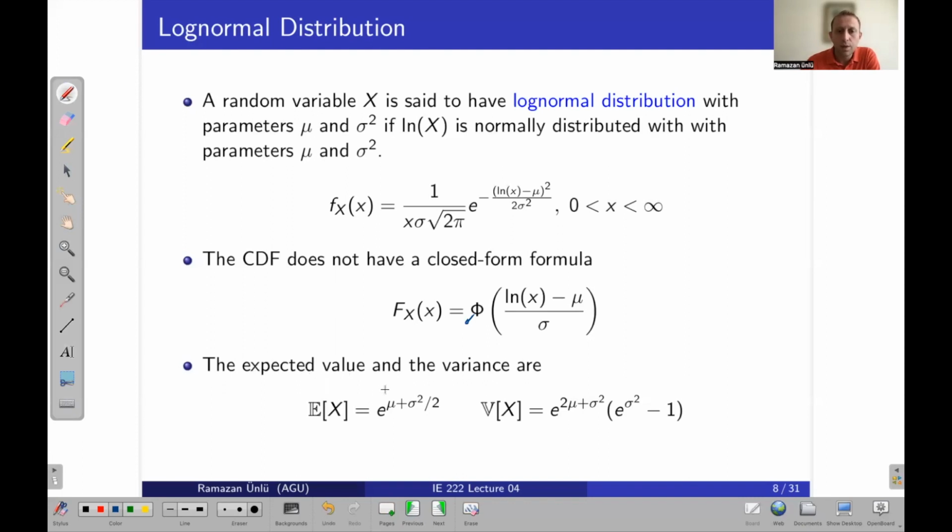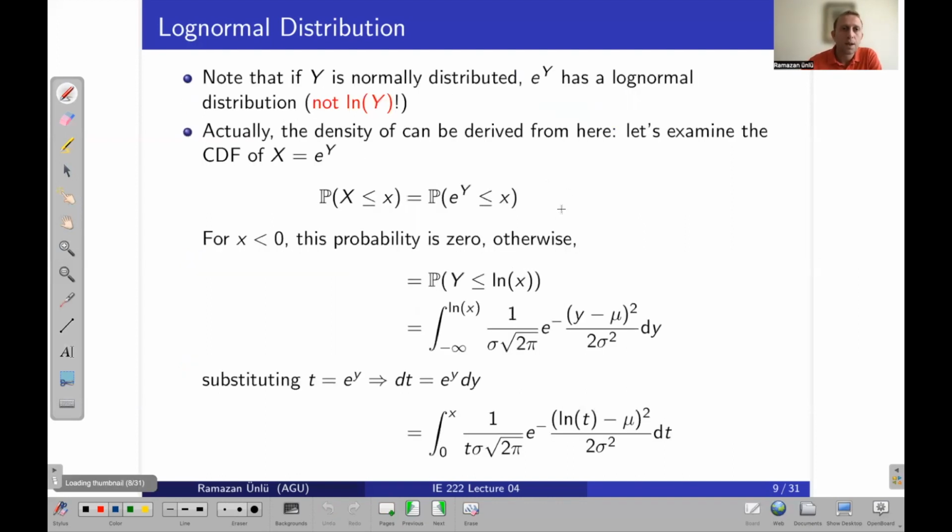The expected value and the variance of the log normal distribution: the expected value of x is equal to e to the power mu plus sigma squared divided by 2, and the variance of the log normal distribution is e to the power 2 times mu plus sigma squared times e to the power sigma squared minus 1. So you don't need to memorize all these things, okay? If you need something, you can look at different sources, or if you encounter it in your exam, all these things will be given to you, okay?